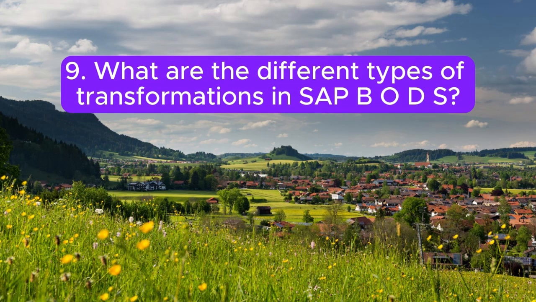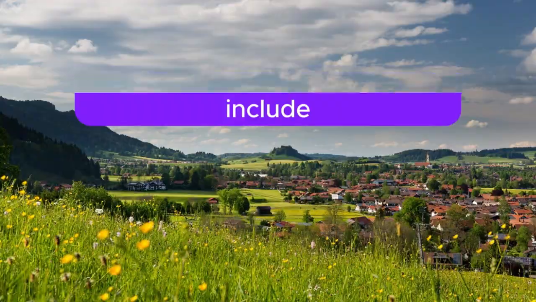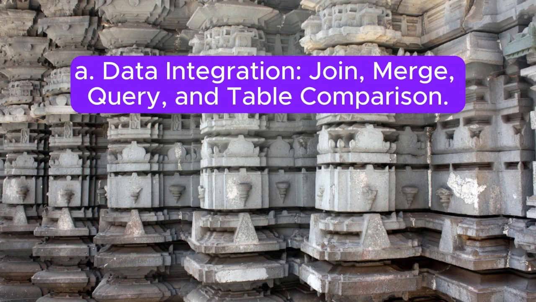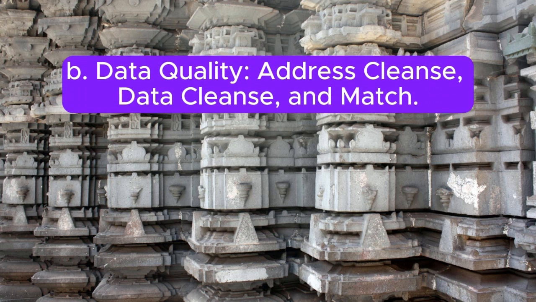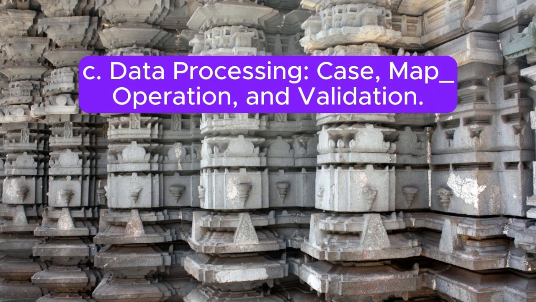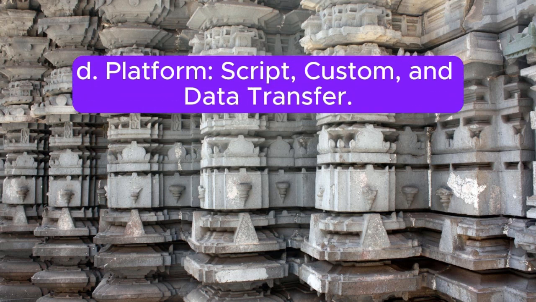9. What are the different types of transformations in SAP BODS? Answer. The different types of transformations in SAP BODS include: A. Data integration: join, merge, query, and table comparison. B. Data quality: address cleanse, data cleanse, and match. C. Data processing: case, map operation, and validation. D. Platform: script, custom, and data transfer.